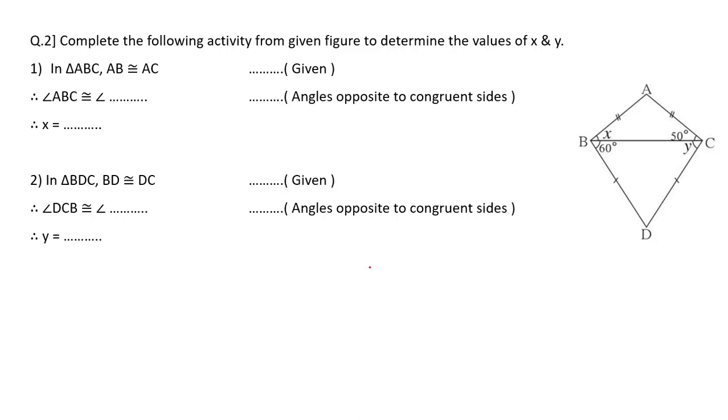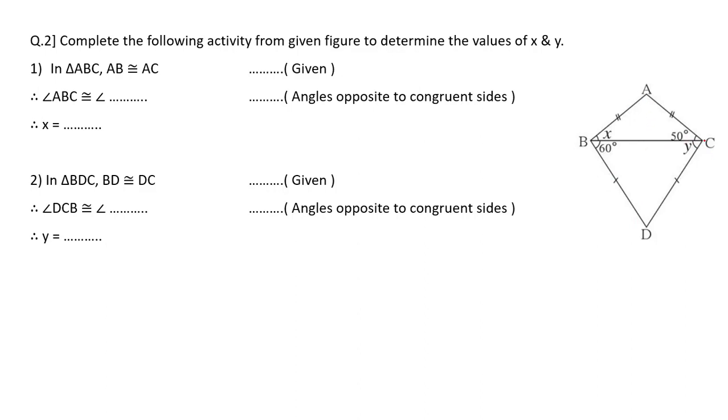Now, question 2. Complete the following activity by the given figure to determine the values of x and y. We look towards the figure. There is a quadrilateral ABCD or ABDC, right? When we join BC, then we get two triangles, actually ABC and DBC.